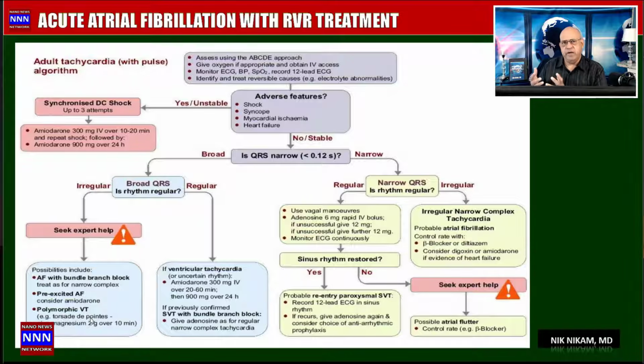If we are dealing with an irregular wide QRS complex, and if it looks like torsade, then we can treat this patient with magnesium 2 grams IV as an infusion.